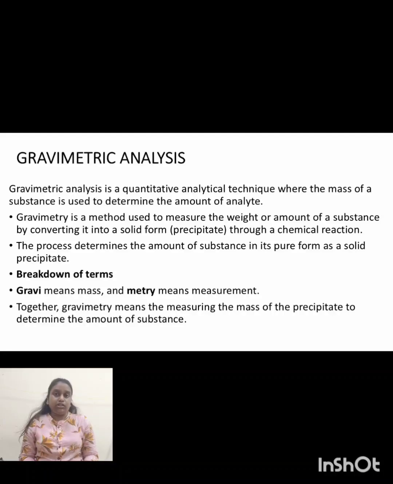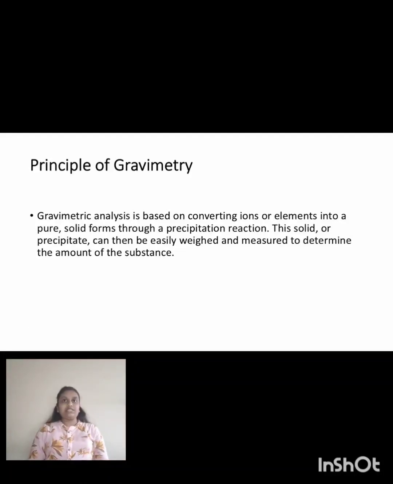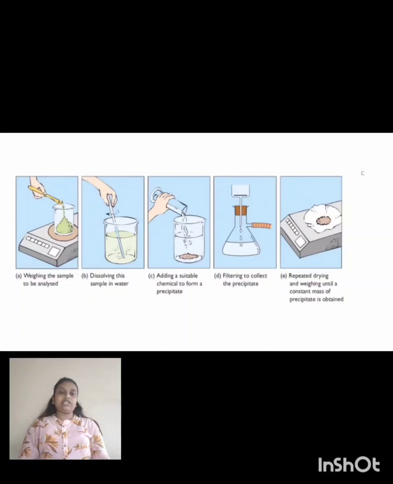Now let's break down the terms. Gravi means mass and metry means measurement. Together, gravimetry means measuring the mass of the precipitate to determine the amount of substance. Now, let's see the principle of gravimetry. Gravimetric analysis is based on converting ions or elements into a pure solid form through a precipitation reaction. This solid or precipitate can then be easily weighed and measured to determine the amount of the substance. This picture demonstrates the steps involved in gravimetric analysis.